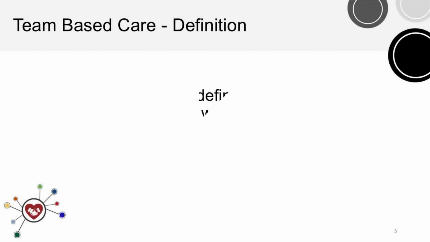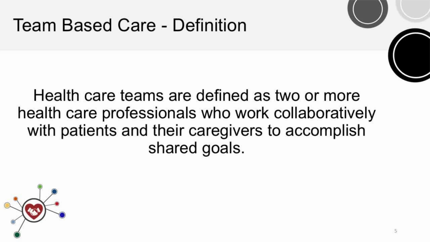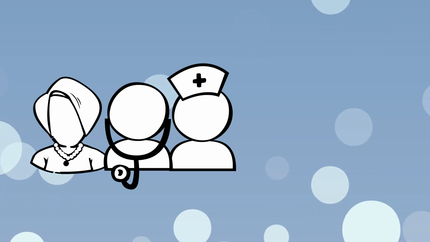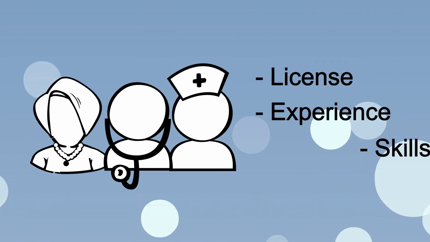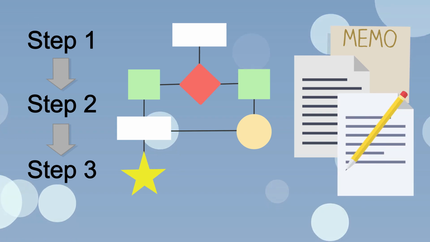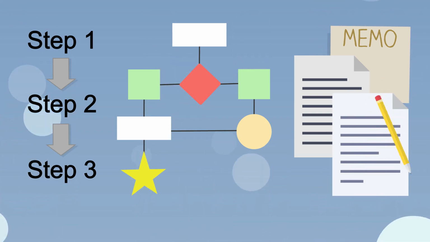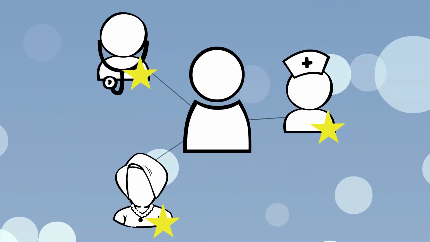The Institute of Medicine defines healthcare teams as two or more healthcare professionals who work collaboratively with their patients to accomplish shared goals. A team-based model of care can strategically distribute and share responsibilities that support the patient and their care across the team. In team-based care, roles are expanded and all staff work at the top of their license, experience, and skill set. It means establishing protocols, workflows, and documentation to support the team and help team members work independently. And it is engaging the best of each team member to help create a patient-centered experience.